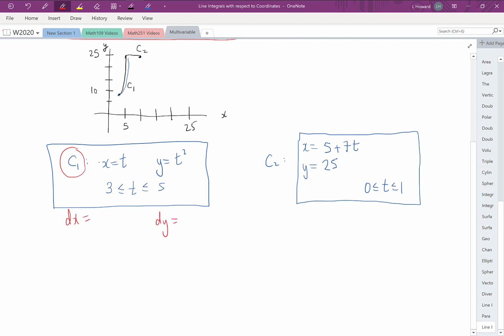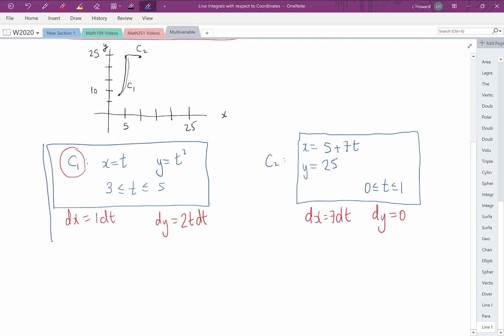So just taking differentials in the usual way, we take our derivative of x, which is 1, and then just multiply that by dt. So in other words, dx is just equal to dt, and dy is equal to 2t dt. Let's do the same thing for C2. So dx is going to be 7 dt, and dy is going to be 0 because y was a constant.